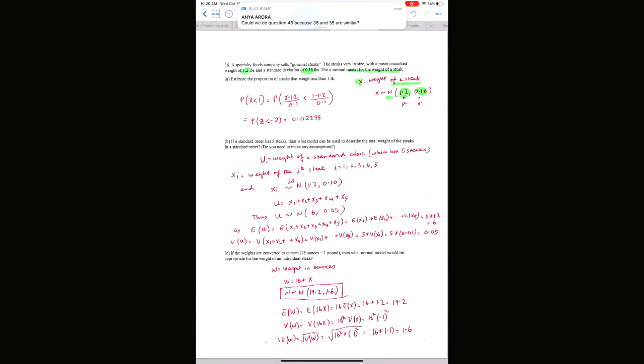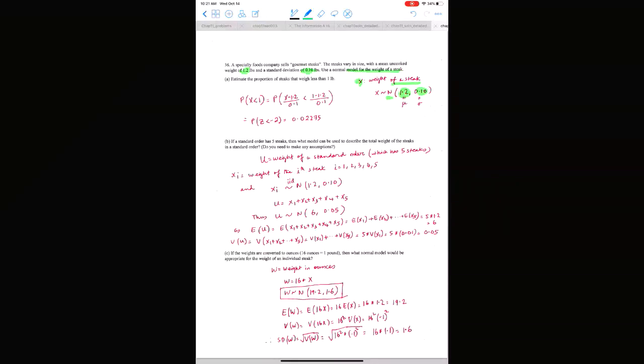Could we do question 45, because 36 and 35 are similar? For 45, I'm going to talk about the central limit theorem in detail, and I know we are running out of time, so I really cannot talk about 45 now. I'm going to create a detailed video about the central limit theorem, and then talk about 45 and 46, and you can ask me questions in the next 2 days. I'll have office hours in the next 2 days, and we can discuss that again on Monday. Okay? But I really can't finish 45 in the next few seconds. So let me finish 36, and I will create a separate video altogether for 45. Okay? Now let's get back to this question.